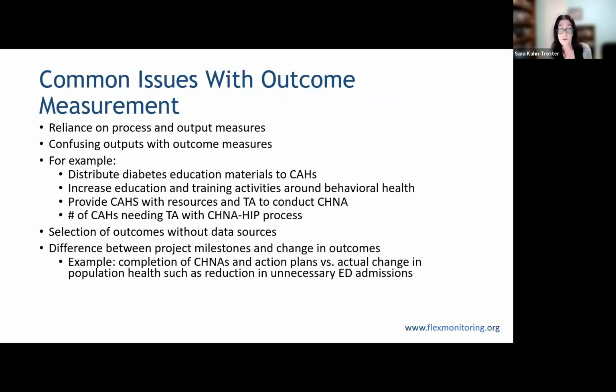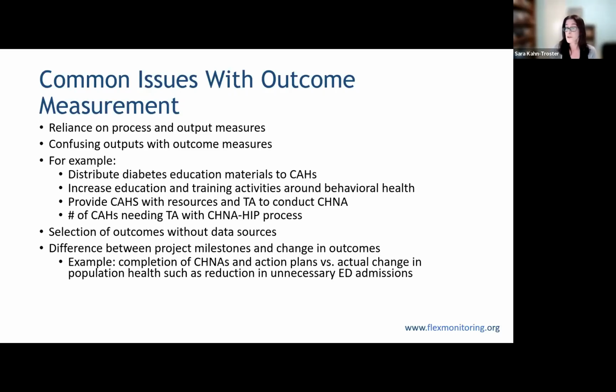So speaking of program impact and data collection, I'm now going to turn to challenges we identified with how states undertake outcome measurement for their initiative. These challenges will sound pretty familiar, as none of these issues are specific to Program Area 3. One common issue we saw in the application is an over-reliance on process and output measures and not outcome measures. Another concern is the confusion between output and outcome measures. A decent number of states listed output or process measures as their outcomes.